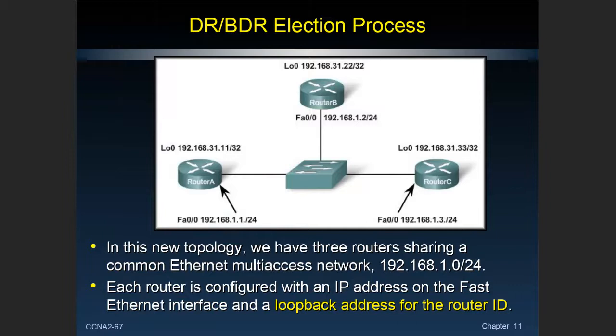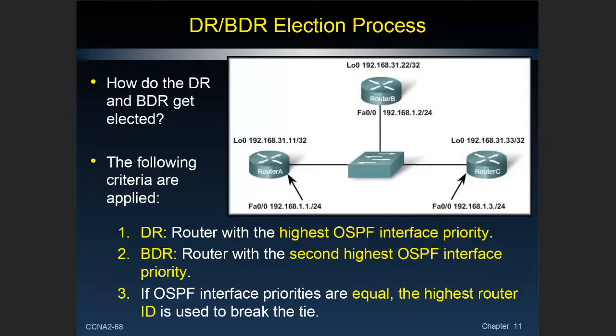So here is a topology where we have routers connected together, and they have been configured with loopback ports. The highest loopback port will become the router ID in this case. So which one of these is going to become the designated router? Here's the rule: the router with the highest OSPF interface priority. Oh, no fair. We haven't talked about OSPF interface priority. And the backup designated router will be the router with the second highest OSPF interface priority.